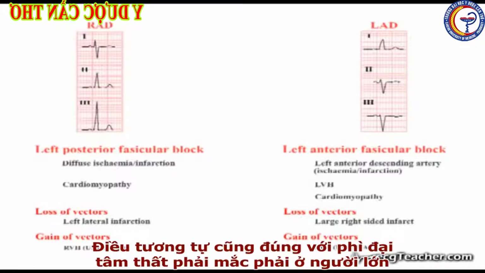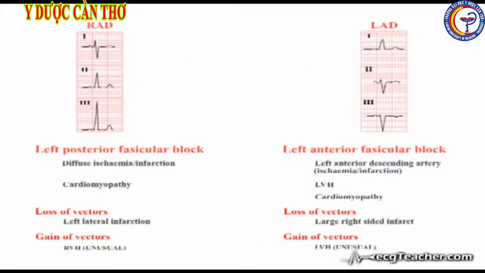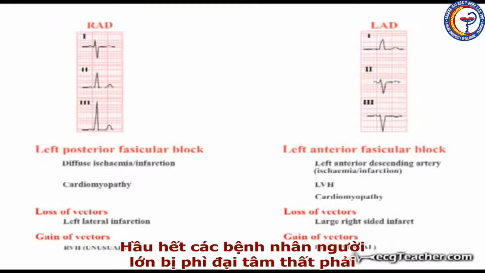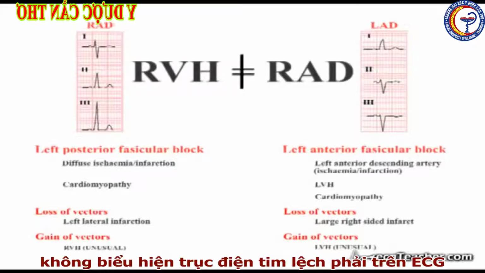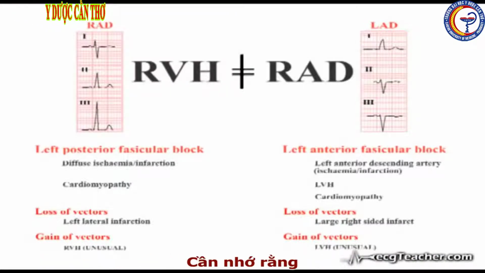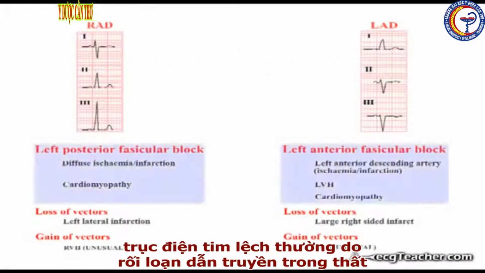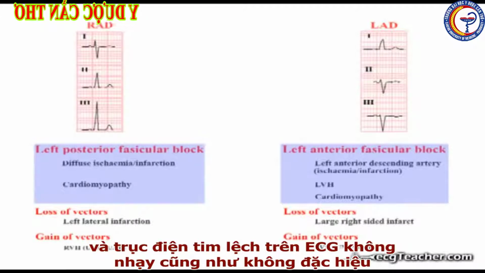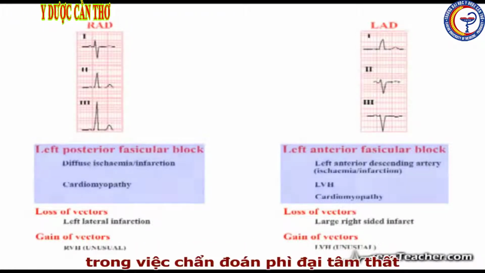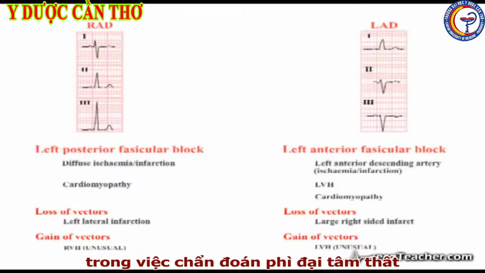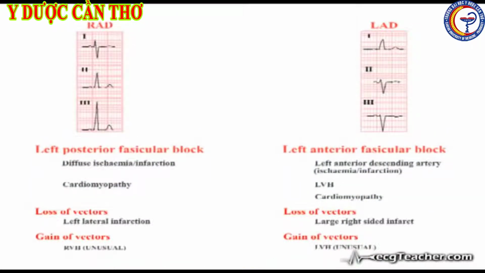The same is true for right ventricular hypertrophy acquired in adult life. The majority of adult patients with RVH do not demonstrate right axis deviation on their ECG. Remember, axis deviation usually results from conduction defects in the ventricles, and axis deviation on an ECG is neither sensitive nor specific in the diagnosis of ventricular hypertrophy.